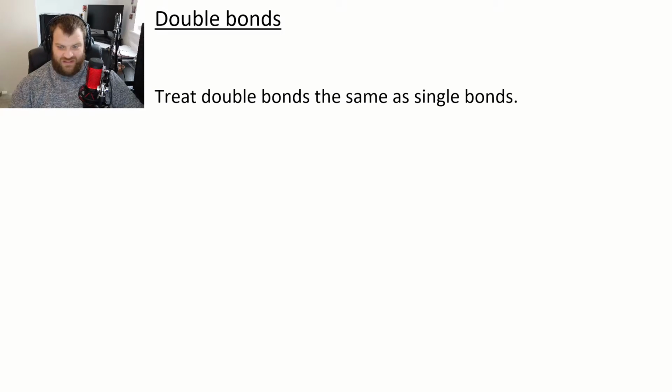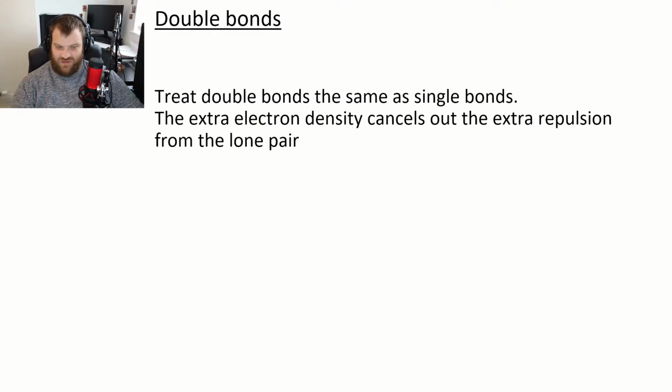If there are any double bonds in a molecule, we just treat them the same as single bonds. This is because although there are extra electrons present, that extra density will cancel out the extra repulsion from the lone pair. Next thing we'll be asked to do is to use VSEPR theory to work out what the shape of the molecules will be.